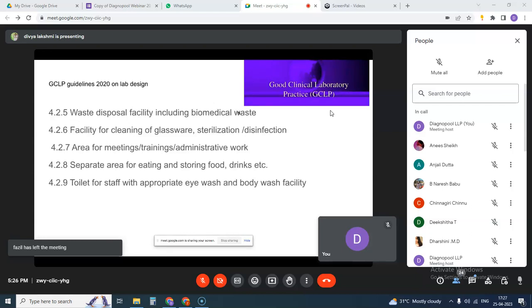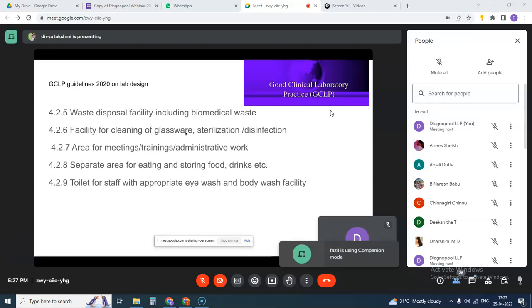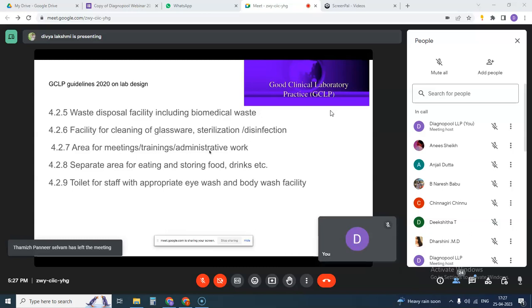And the biomedical waste area, again, should be completely separate. The facility for cleaning glassware, sterilization or disinfection, again, should be separate. Separate areas for meetings, trainings, and administrative work. Separate area for eating, and for storing food or drinks. Toilets for staff should not be mixed with the toilets of the patients; they should be separate.